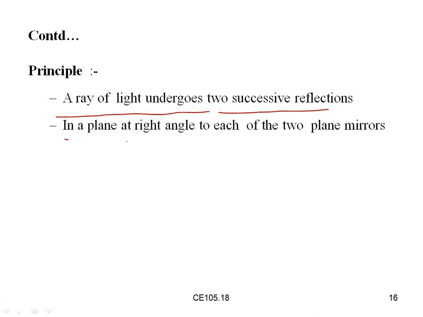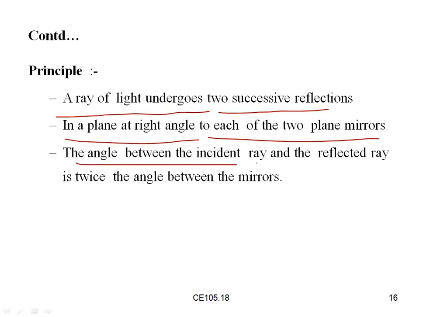So the principle is that a ray of light undergoes two successive reflections in a plane at right angle to each of the two plane mirrors. The angle between the incident ray and the reflected ray is twice the angle between the mirrors.